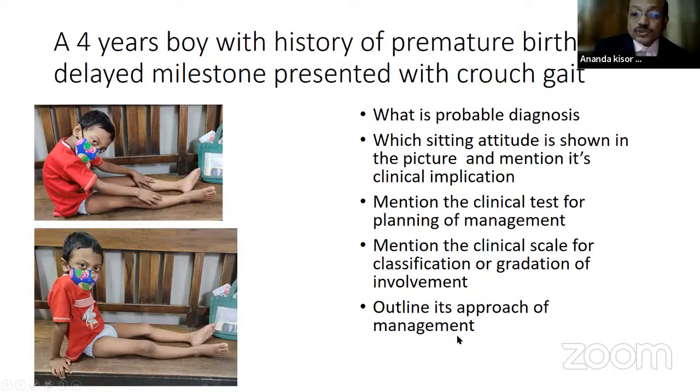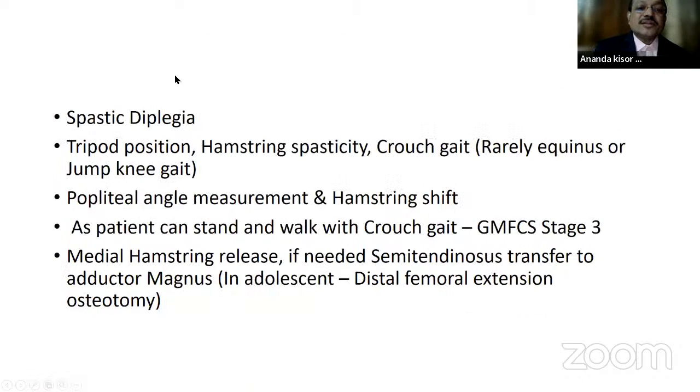Now outline the approach to the management. See, this is the type. The answers are spastic diplegia, tripod position, hamstring spasticity, and a crouch gait. Basically, the patient may present with a crouch gait. Rarely, the patient may come with an equinus gait, that is a toe-toe gait with equinus of the ankle, or the jump knee gait. The test which is required is the popliteal angle measurement and the hamstring shift. What is that? I'm coming to it in the next slide.